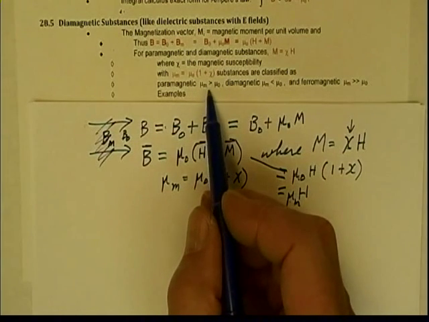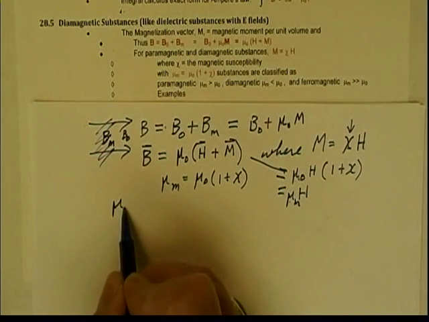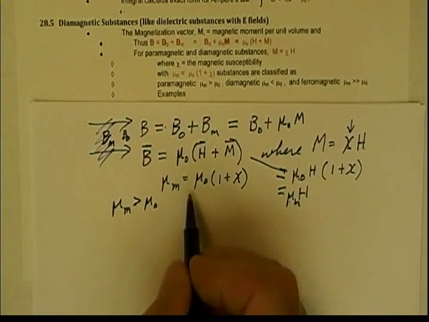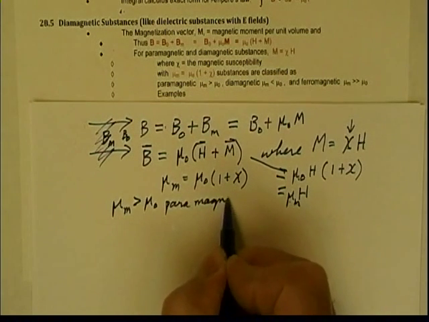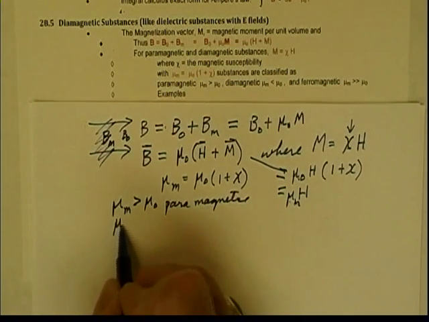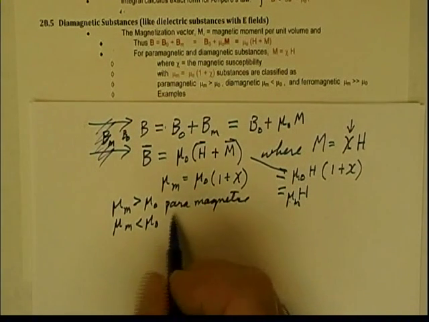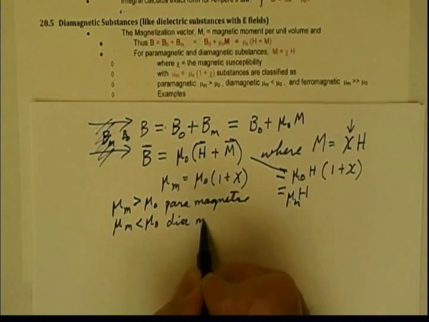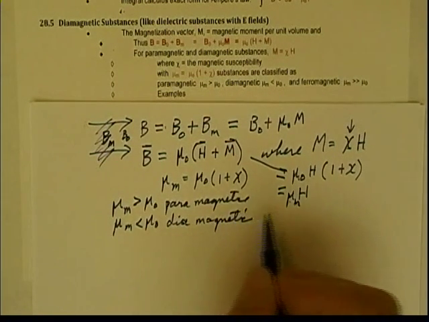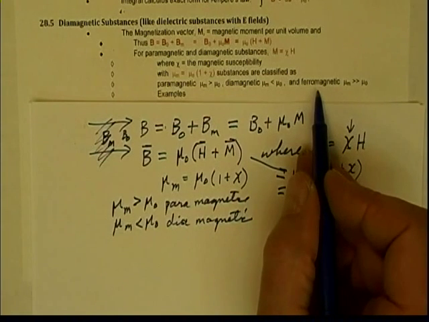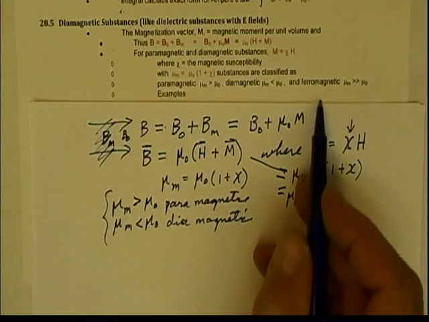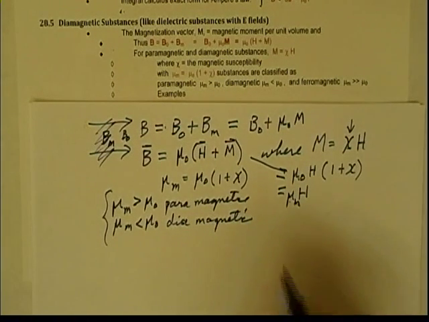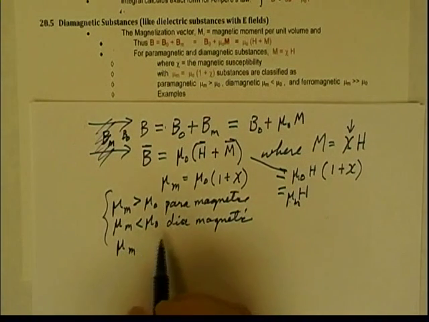Now, to look at our different systems, if mu m is greater than mu naught, this substance is called paramagnetic. If mu m is less than mu naught, then it's called diamagnetic. Then there's a third condition that's called ferromagnetic. In the first two situations, we have a linear relationship. But with the ferromagnetic, we do not have a linear relationship. In that case, mu m is very, very much greater than mu naught.